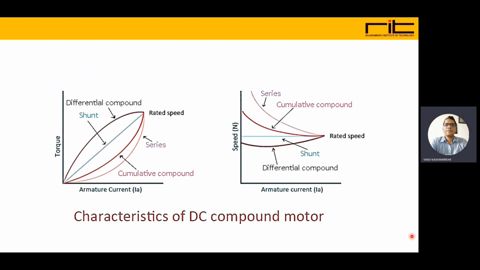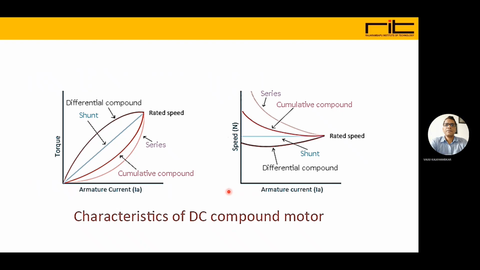We can see the characteristics of the DC compound motor, where it has a cumulative compound connection and a differential compound connection. If we compare with the other characteristics, series and shunt, this is the shunt characteristic, this is the series characteristic, and the cumulative characteristic is at this position, and the differential compound is here, because in the differential compound the flux is the difference of the two windings' flux, series and shunt, whereas in the cumulative it is added.